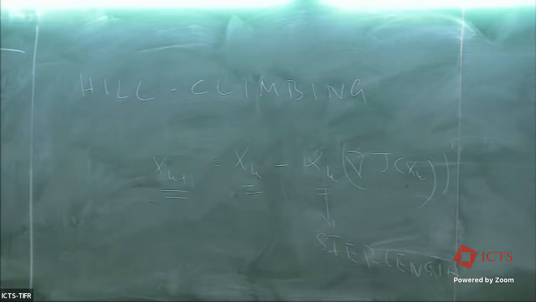So, in sequential minimization, there are only three key things. Where am I? Which direction do I need to go? How far do I go in that direction? Where am I is xk. Which direction to go? Negative of the gradient. How far you go? Alpha k.